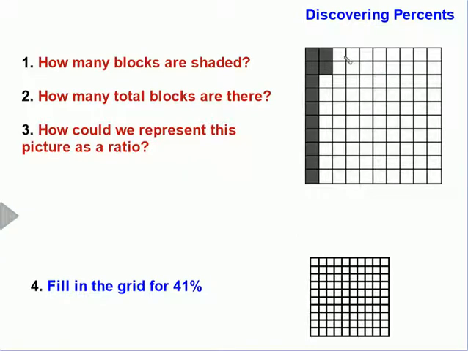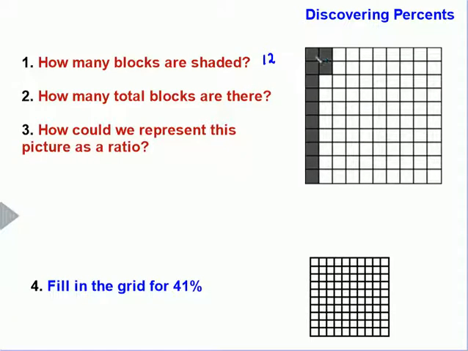So, how many of the blocks in this little square are shaded? We have lots of little blocks inside of the big block. So how many are there that are shaded? Well, if we count them, 1, 2, 3, 4, 5, 6, 7, 8, 9, 10. There are 10 blocks on this side right here, and then 2 more right next to it. So that gives us a total of 12 blocks that are shaded. We have 12 blocks shaded. So how many total blocks are there?